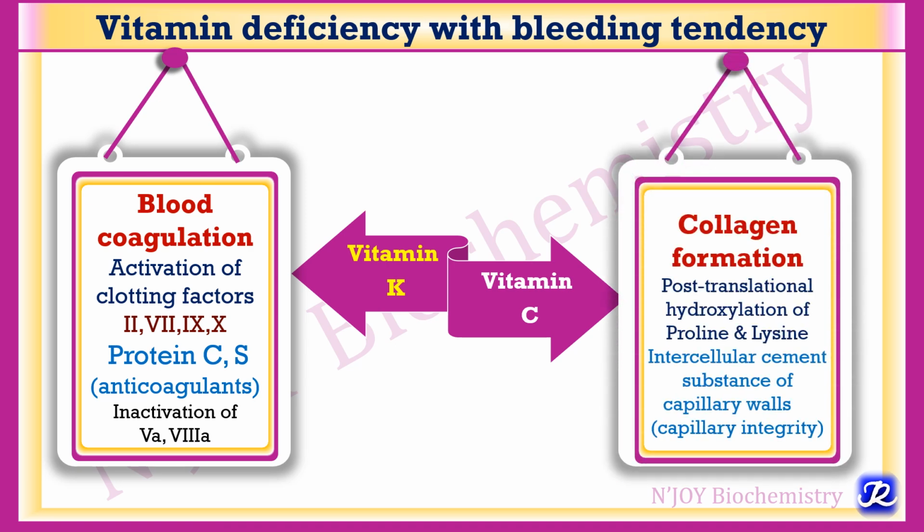Now vitamin C is involved in collagen formation because protocollagen to procollagen formation requires this vitamin C, and it is involved in the post-translational hydroxylation of both proline and lysine, which is very important for intercellular cement substance formation of capillary walls, which is important for maintaining capillary integrity. So if it is deficient, there will be deficient collagen formation, capillary integrity will be compromised, and there will be bleeding tendency. So these are the two vitamins. If they are deficient, they will result in various bleeding tendencies.